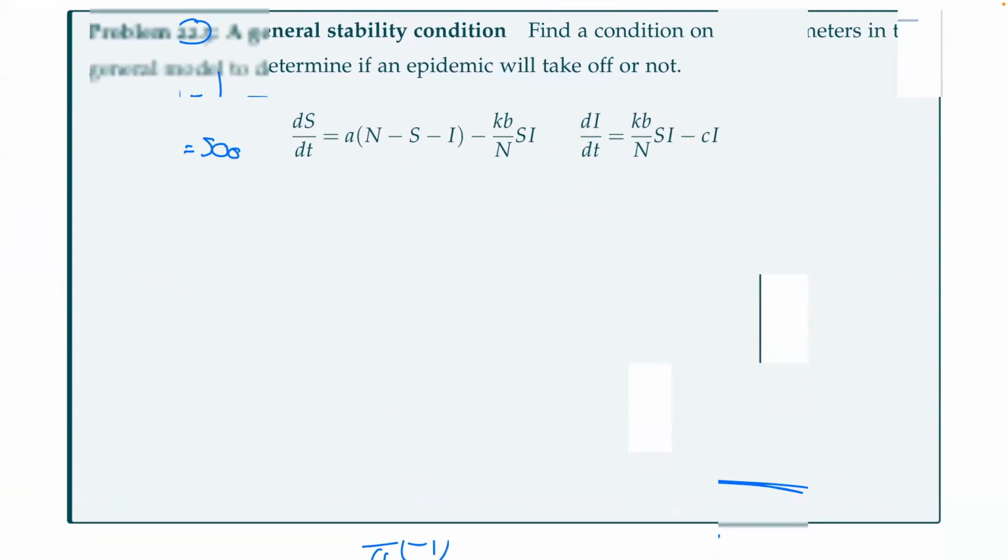So rather than having specific parameter values for our a, k, b, and c, we are going to have just those as general parameters, okay? And what we want to do to understand whether an epidemic will take off or not is look at what happens if we have a population.